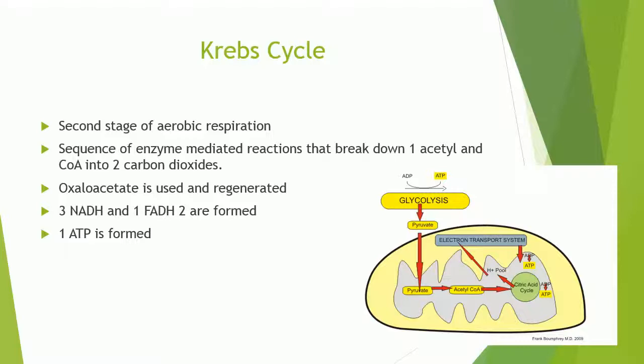Krebs cycle is the second stage of aerobic respiration, and it's a sequence of enzyme-mediated reactions, which we've discussed before, that break down 1 acetyl coenzyme A into 2 carbon dioxides. Oxaloacetate is used and regenerated. You end up with 3 NADHs and 1 FADH2, which are formed, and 1 ATP, which is formed.